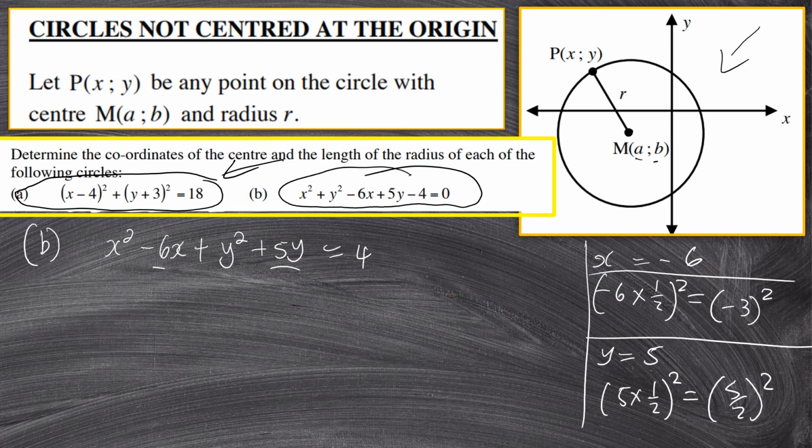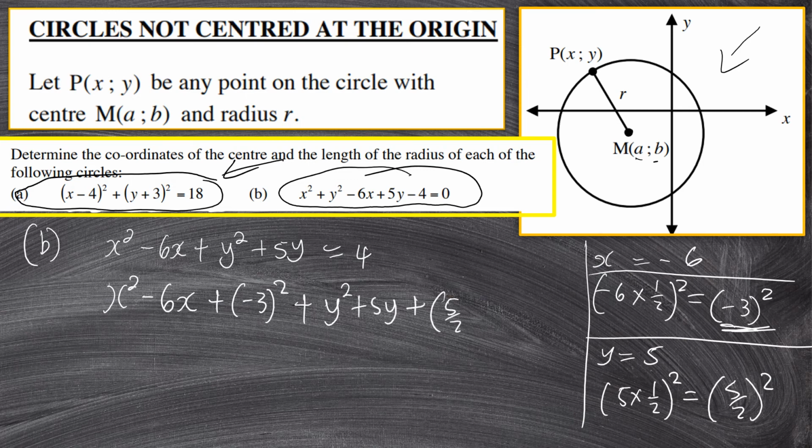So what we're going to do is we're just going to add those values to both sides of the equation, right? So we're going to say x squared minus 6x. For x, we got minus 3 squared. We add it there, right? Let's go to y squared plus 5y. We add what we got. It was 5 over 2 squared is equal to what? 4. Very, very important. Don't forget.